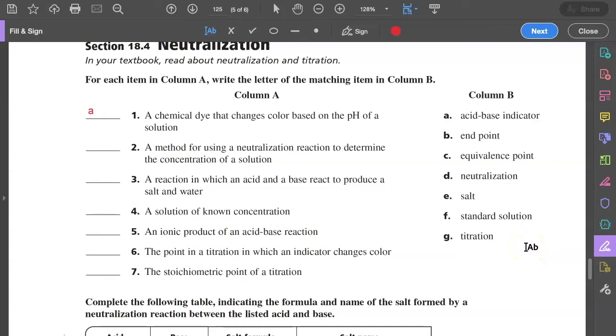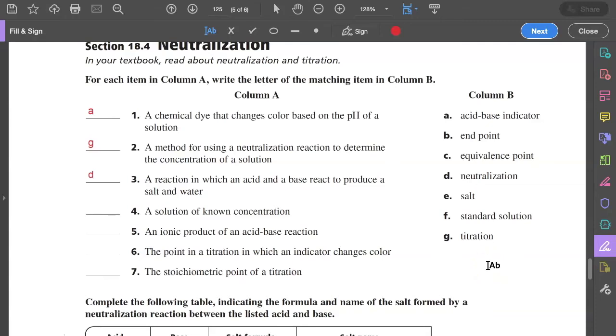Number 2, a method for using a neutralization reaction to determine the concentration of a solution. That's G, a titration. We did that in our first video for section 4. Number 3, a reaction in which an acid and a base react to produce a salt and water. That is a neutralization reaction. That's exactly what it does.